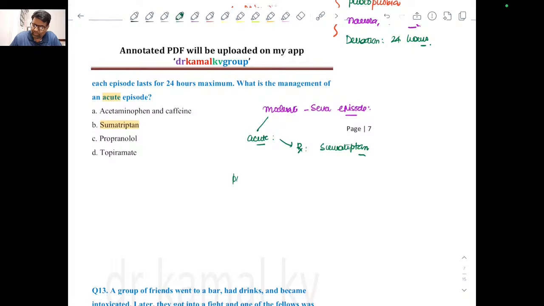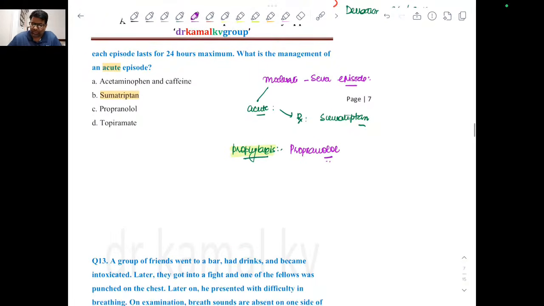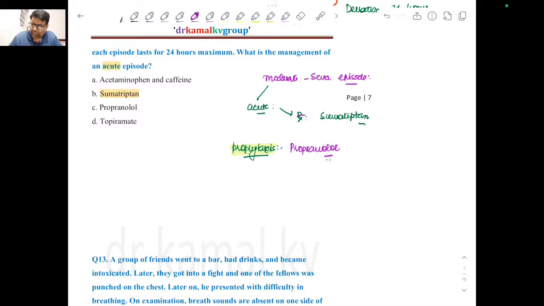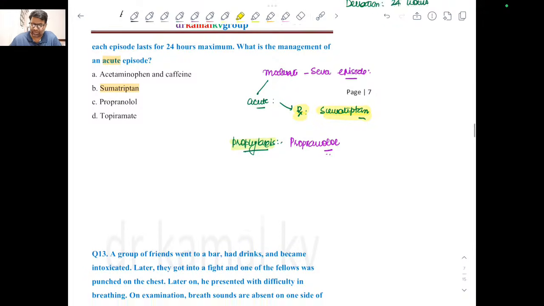And for prophylaxis, if we want to make sure that the patient is not having migraine attack, we can start the patient on propranolol, right? So for prophylaxis, we can start the patient on propranolol, non-selective beta blocker. Clear? So this is how you should answer this question. Treatment, sumatriptan, prophylaxis, propranolol. Very good, Priya, very good.